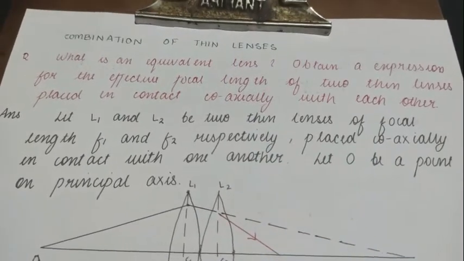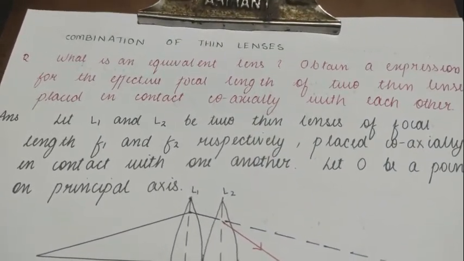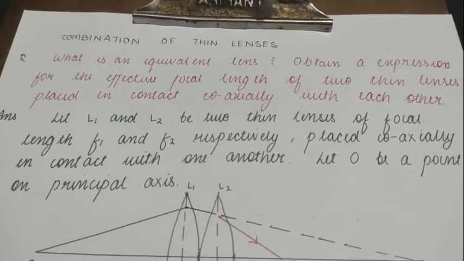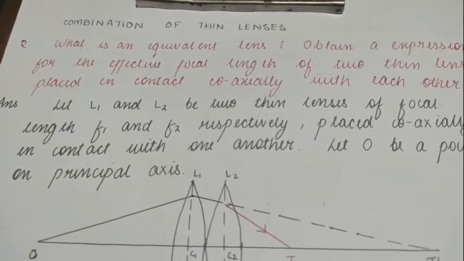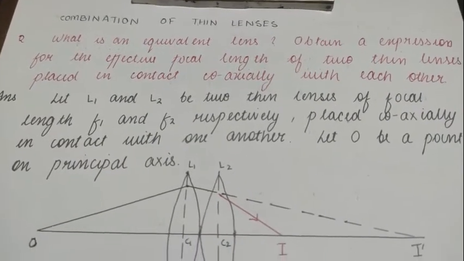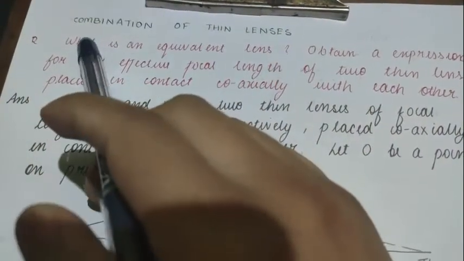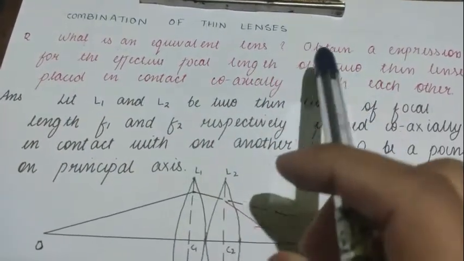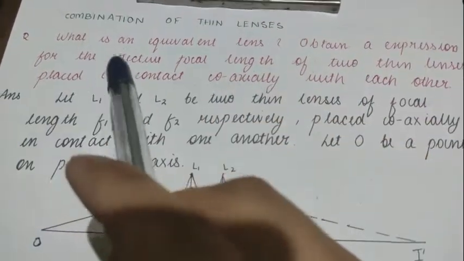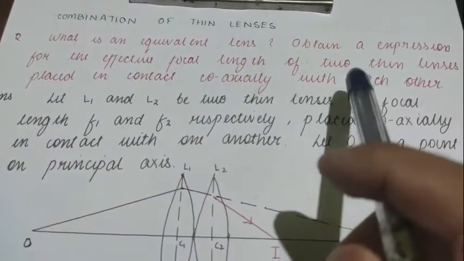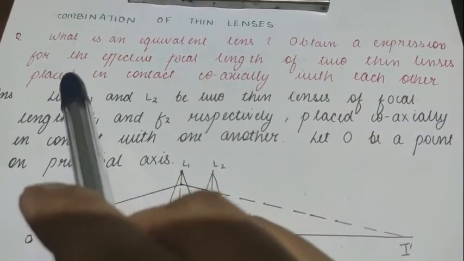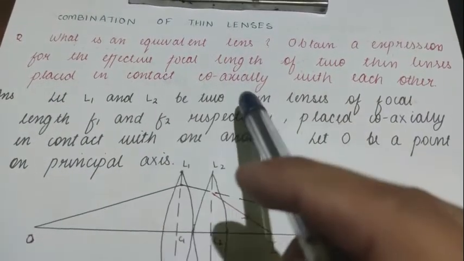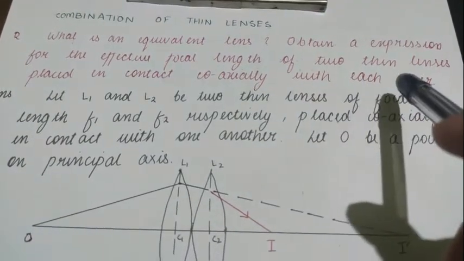Okay, good morning class. So today we'll be discussing a new topic, combination of thin lenses. As the question states, what is an equivalent lens? Obtain an expression for the effective focal length of two thin lenses placed in contact coaxially with each other.